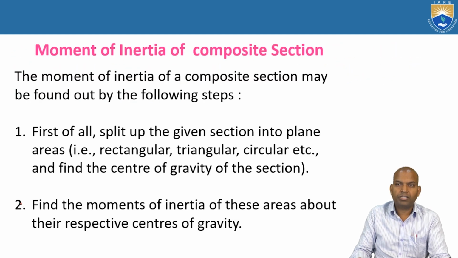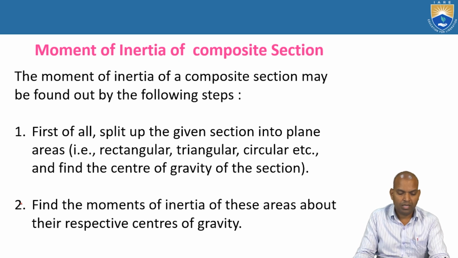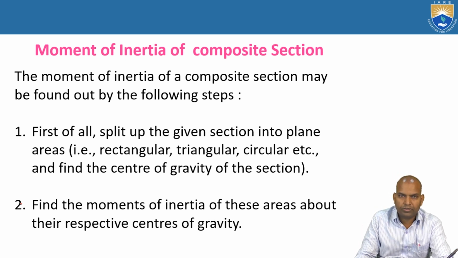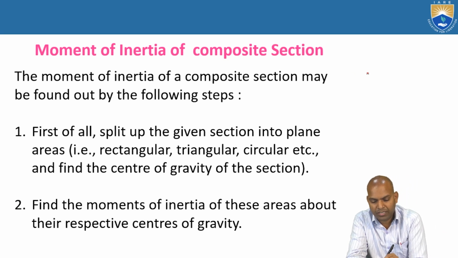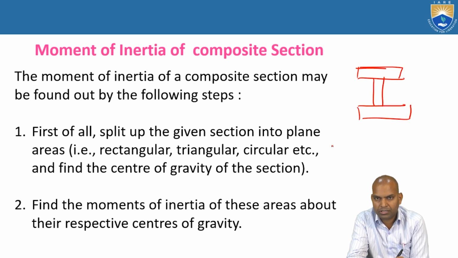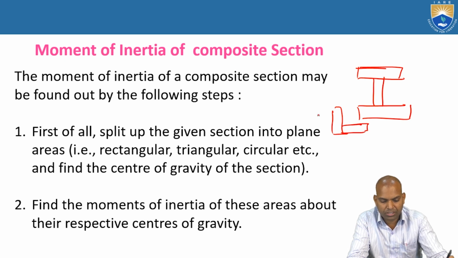Now, coming to the moment of inertia of a composite section, there are various steps we have to follow. First of all, what is a composite section? Composite means more than one cross section joined together, that is placed together. Suppose it is the H section, C section, L sections. These are all composite sections.